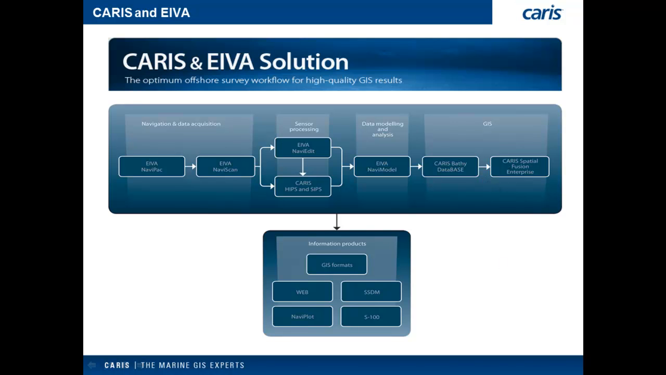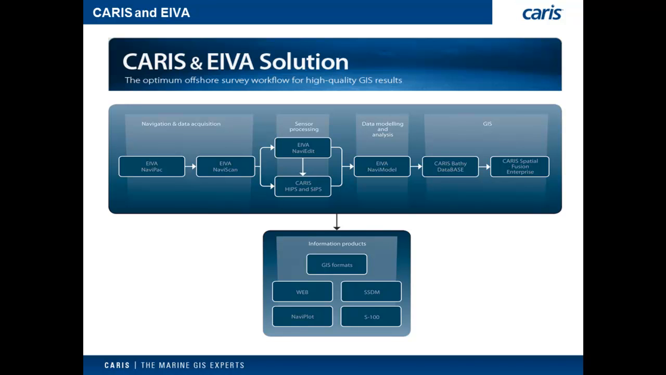Right, so sensor data is logged using the EIVA NaviPack and NaviScan software. NaviScan is where the multi-beam data is logged, and these packages are on the far left of the diagram. For sensor processing, we use the EIVA NaviEdit and CARIS HIPS and SIPS. In this workflow, the main role of NaviEdit is to post-process subsea positioning data from, say, USBL. This processed nav can then be loaded into CARIS.